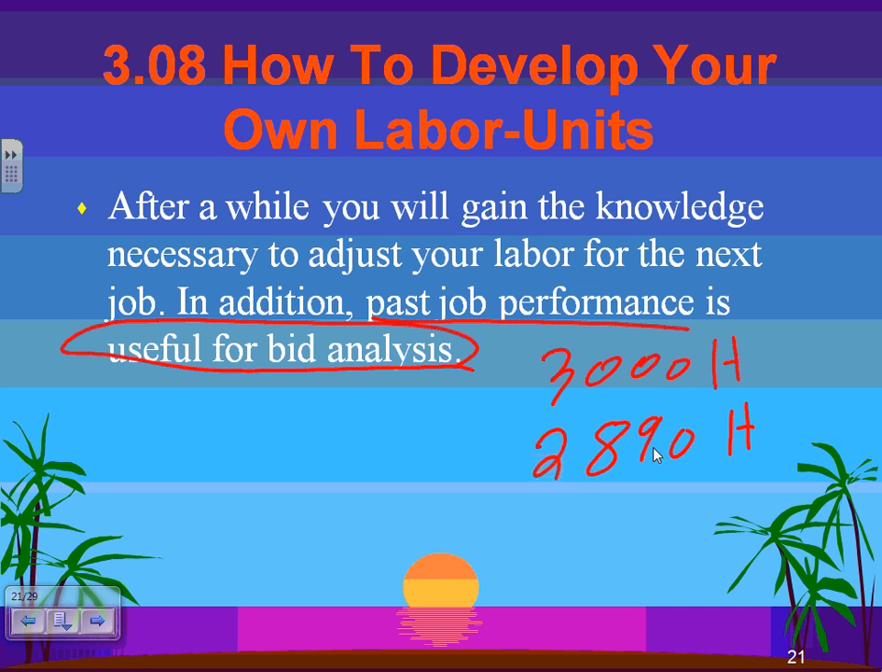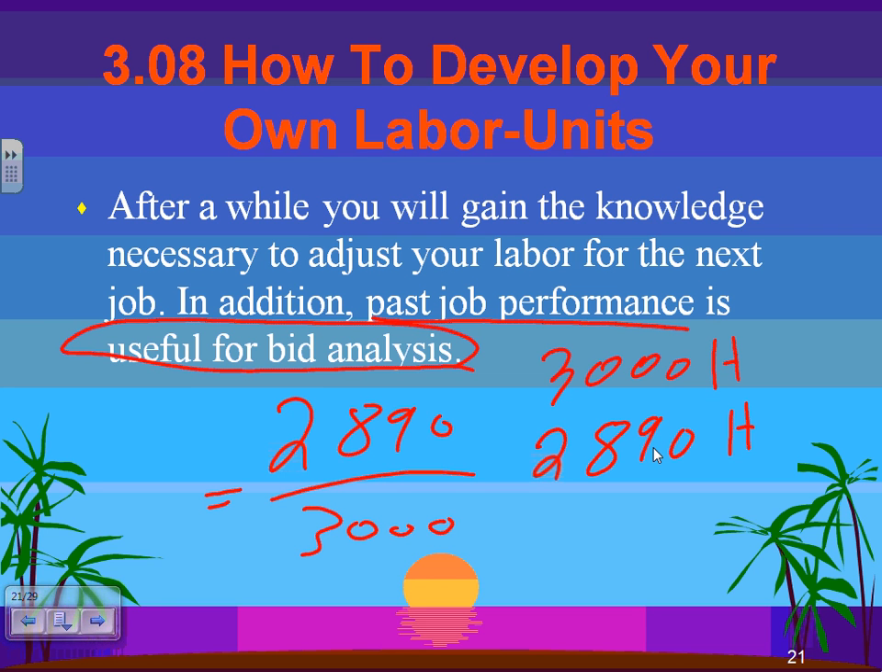I can use this factor. I keep track of it. I can use this factor, which is 2,890 divided by 3,000, and that will get you a factor, right? Anybody can do that. What's the percentage of that one? So I have 2,890 divided by 3,000 equals 96%.